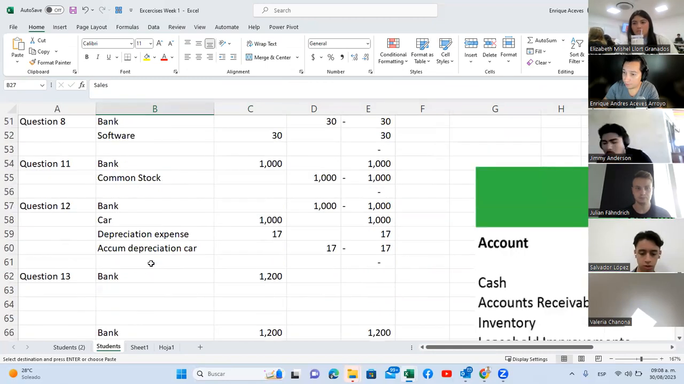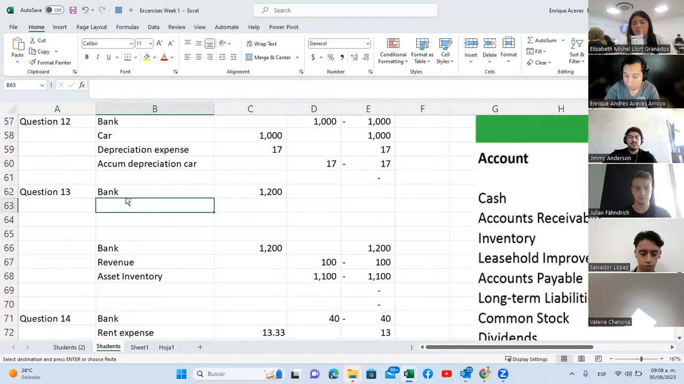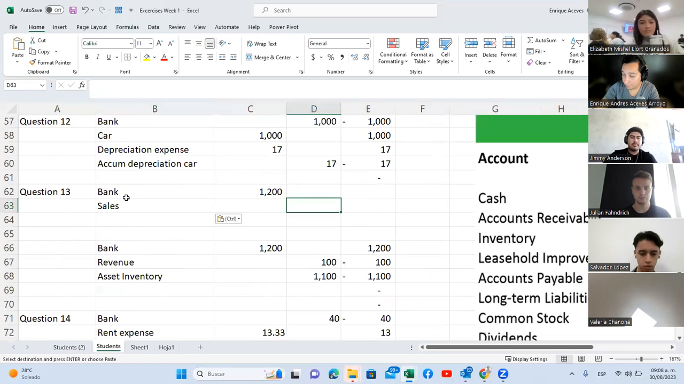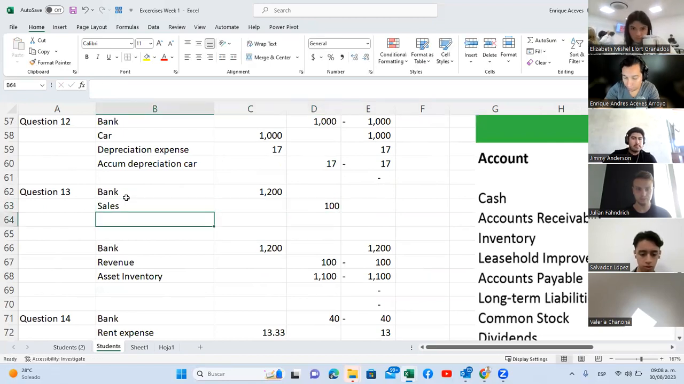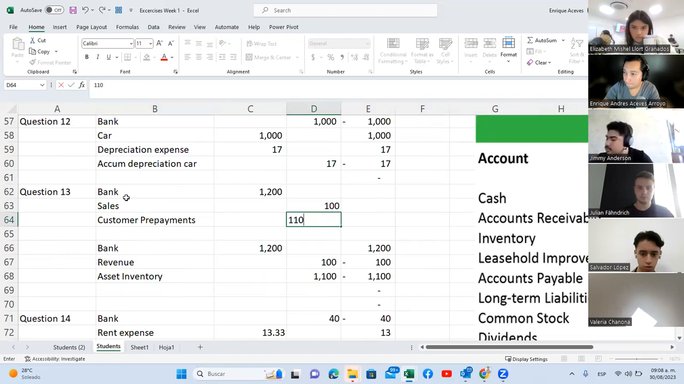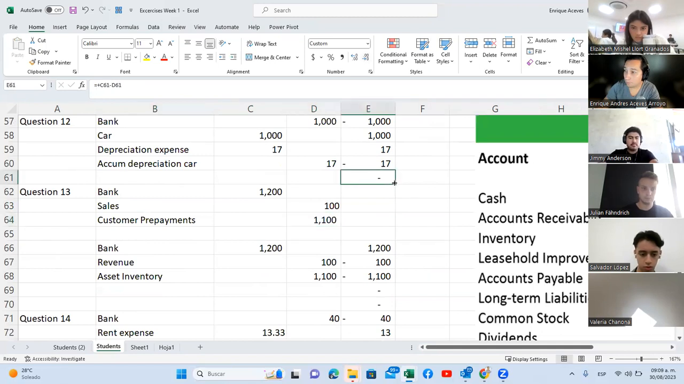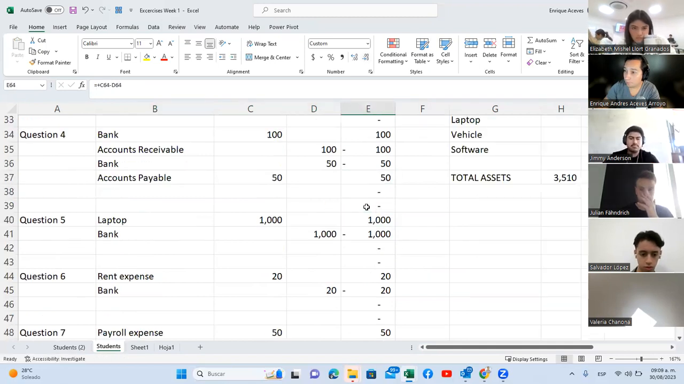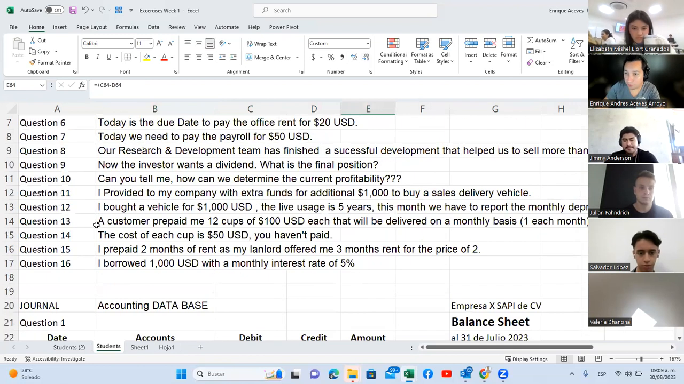Acuérdense de mantener el nombre de las cuentas, si no, no van a poder automatizar su reporte. Así debe de quedar su registro contable, chicos, ¿vale? Perfecto. Question number 14.